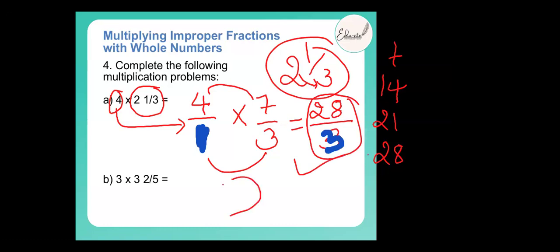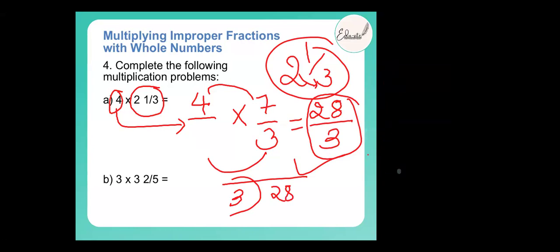And you can also write it as a mixed fraction. How to write it as a mixed fraction, Anis? You're going to write 3 here and 28 here. 3 how many times is 28? 3 fives are 15, 3 sixes are 18, 3 sevens are 21, 3 eights are 24, 3 nines are 27. Okay, 1 is the remainder.